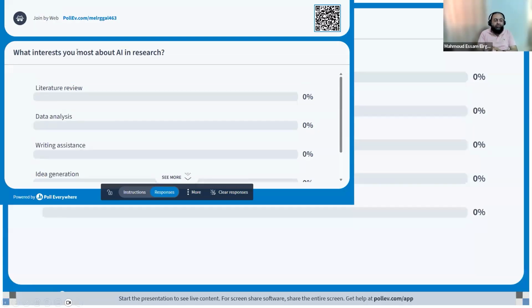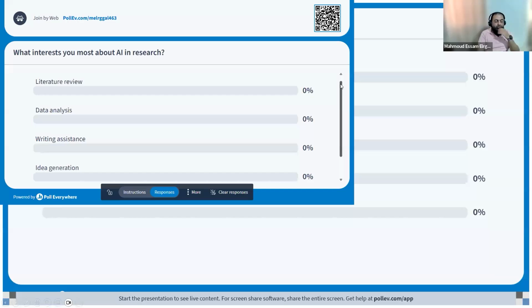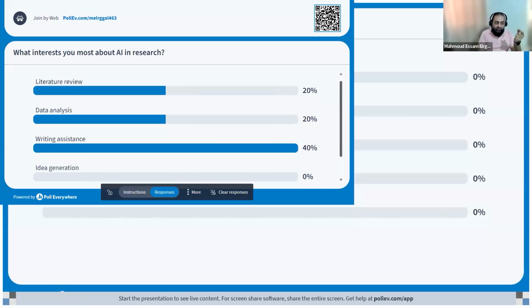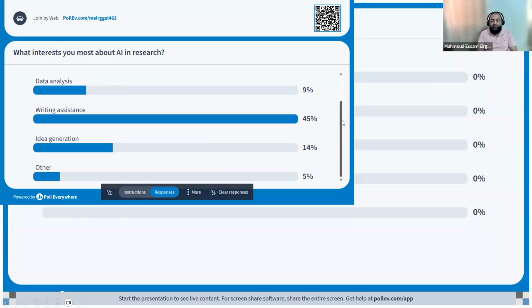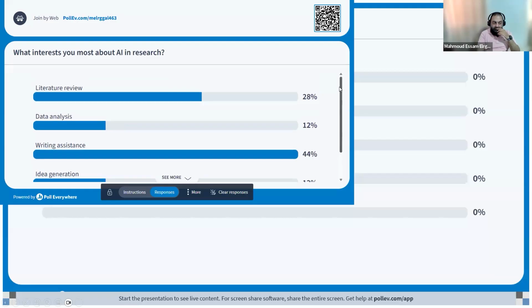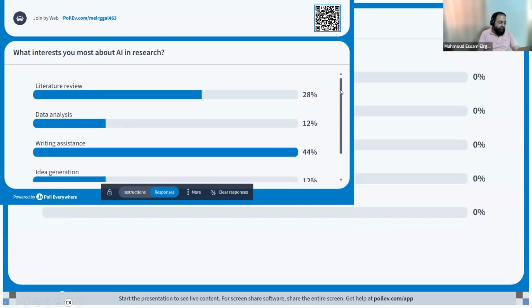Whether you are using it or not, what interests you the most about AI in research? So whether you use it or you did not use it, would you be more interested in the literature search? Would you be more interested in data analysis, as a writing assistant for you, or for idea generation, or maybe for others? And we can hear from you in the chat. What are those others? And why am I asking this question? So that I focus on the tools that will help you in the thing that you will use the most. So that's why I said at the beginning, you will decide what the objectives of this session are.